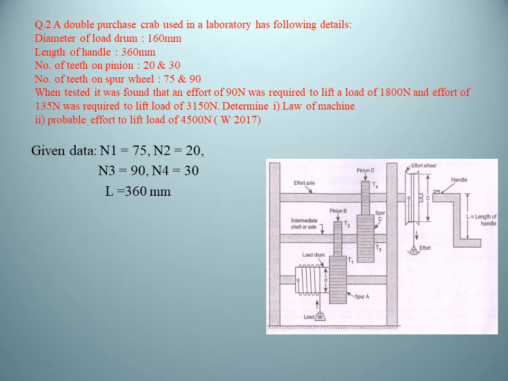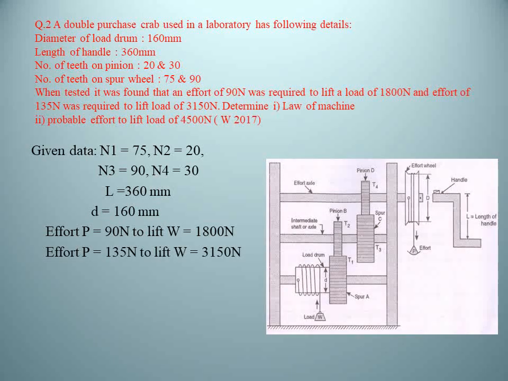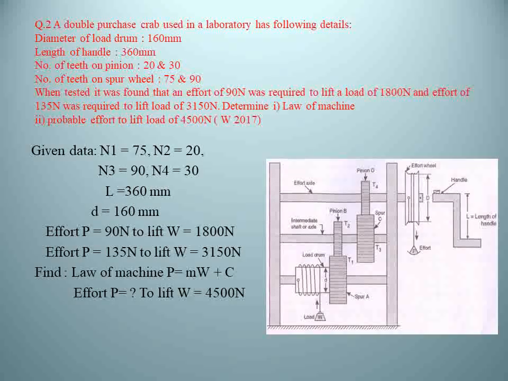Then here the handle length is provided. Sometimes an effort wheel is provided and then its diameter is given, but here the length of the handle is provided, which is 360 mm. Small d is 160 mm, that is the diameter of the load drum. When effort P is equal to 90 Newton, it lifts a W of 1800, and second, P is equal to 135 Newton to lift a load of 3150 Newton. Then we have to calculate the law of machine, and the effort P to lift the load of 4500 Newton.